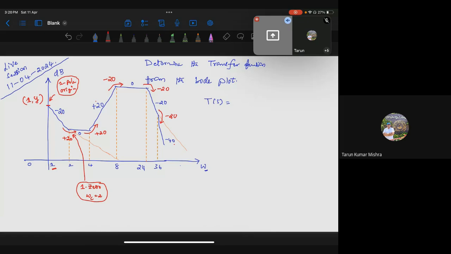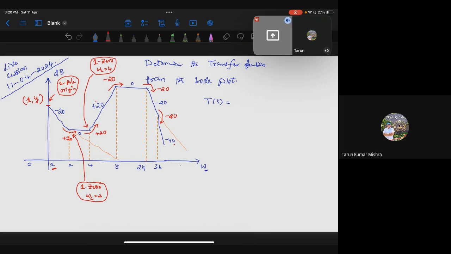Similarly, what about this one here? Another zero, because we are adding another plus 20. So another zero at omega c equal to 4. Will you agree? Okay.